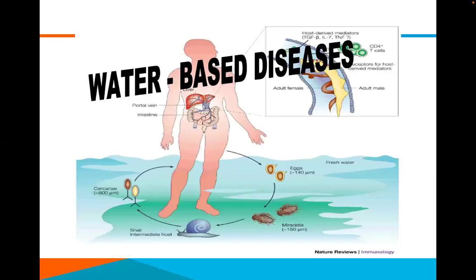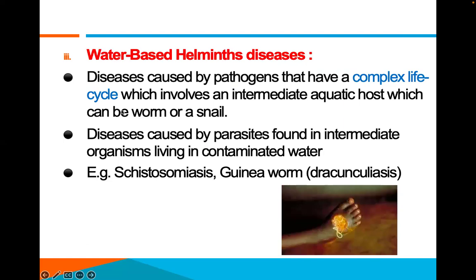Let's look at water-based diseases. As the name implies, water-based diseases are diseases where there is involvement of an intermediate organism whose life cycle depends on a pool of water. So water-based diseases are diseases caused by pathogens that have a complex life cycle, and this involves an intermediate aquatic host, which can be a snail. Disease caused by a parasite found in an intermediate organism living in contaminated water would include schistosomiasis or even guinea worm. And these are all called water-based diseases.